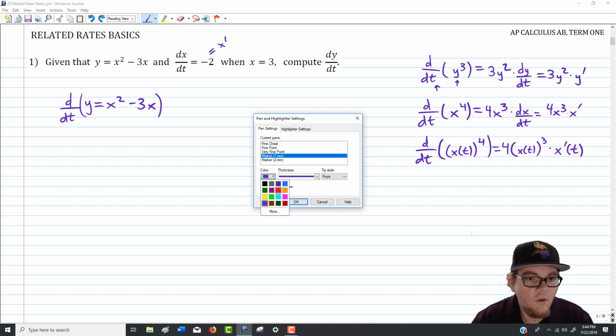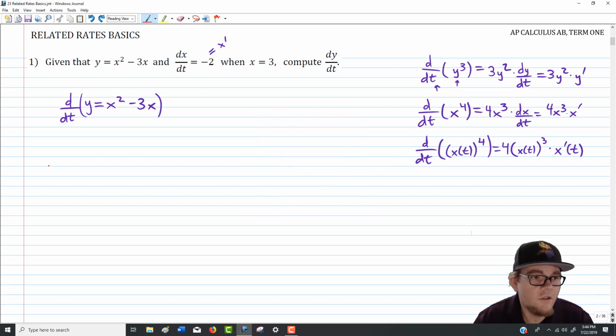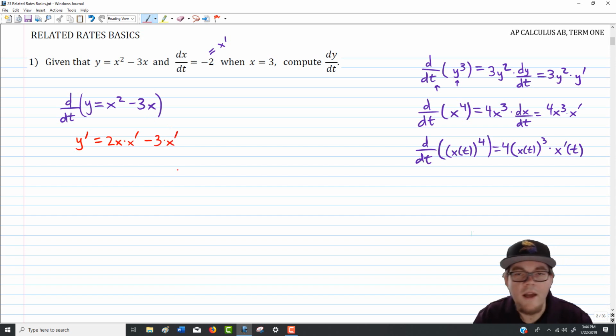It's not actually a very difficult one here, especially with an explicitly defined relation right off the bat. So as we go to differentiate with respect to t on each term, the derivative with respect to t of y is just going to be dy dt, which I'm going to call y prime. Derivative of x squared is going to be 2x, but then we're doing it with respect to time, so it's going to be times x prime. And then the derivative of 3x is 3 times the derivative of x with respect to t. So you could see it that way.